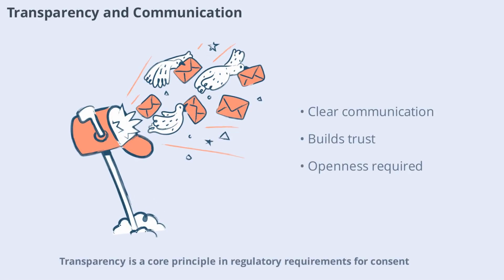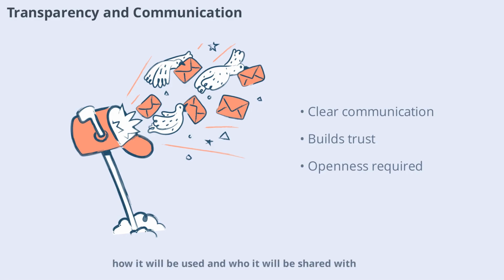Transparency is a core principle in regulatory requirements for consent. Organizations must communicate clearly about what data they collect, how it will be used, and who it will be shared with. This openness builds trust and ensures that individuals are making truly informed decisions.